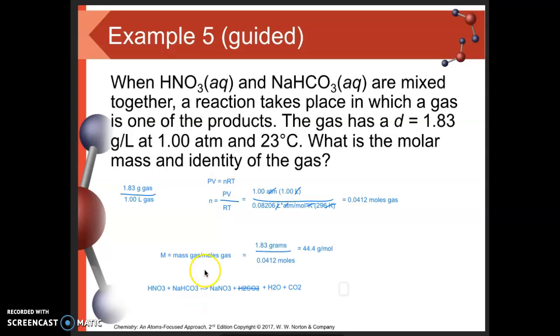Now, of these products, we're looking for a gas, so we can automatically eliminate the sodium nitrate from contention there. It's either water or carbon dioxide. Water has a mass of 18.02. Carbon dioxide has a mass of 44.01. That's a lot closer, and so our mystery gas must be the carbon dioxide in this case. So density and calculations along those lines are another way that we can use the ideal gas law.